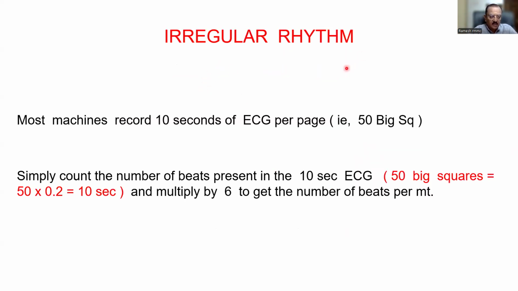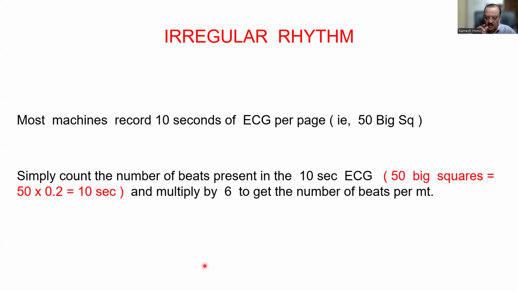For irregular rhythm, what you have to do is simply count the number of beats. Previously, we were counting the number of squares between the beats. Now here, you count the beats. How to count? Count the number of beats present in the 50 big squares. What is the duration of 50 big squares?